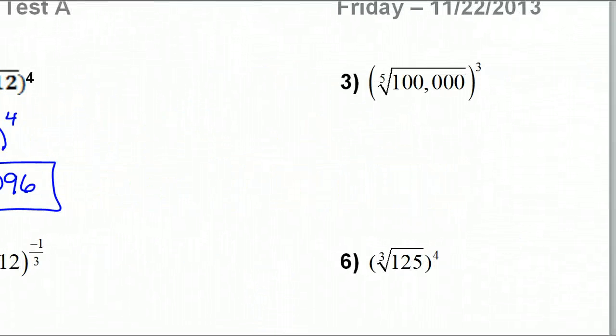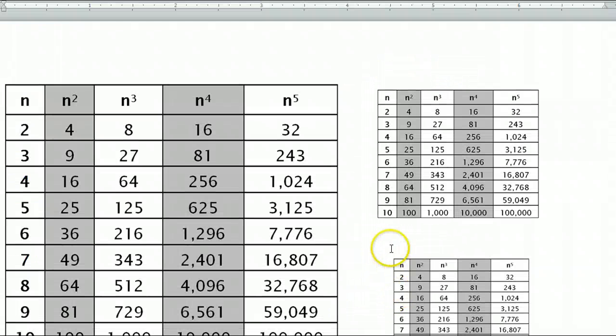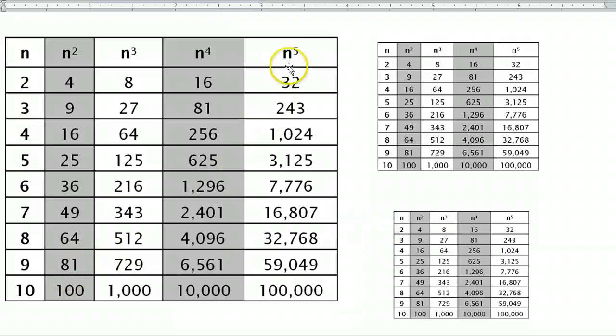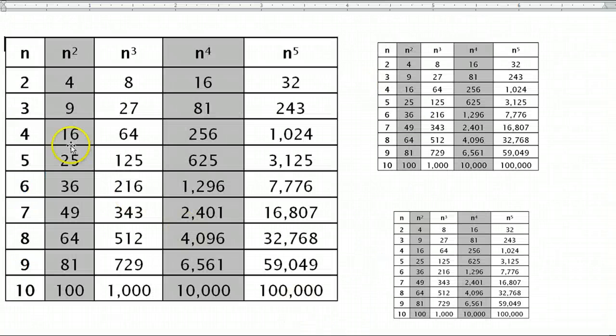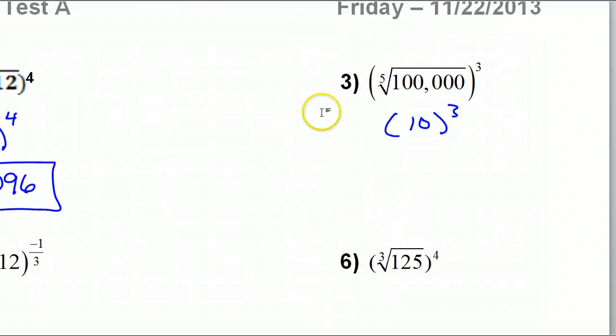Alright, how about number 3? Seems like the same thing. The fifth root of 100,000. To the chart. The fifth root of 100,000 is 10. So this will become 10 to the third power. And of course 10 to the third power is 1,000. So the final answer to number 3 will be 1,000.